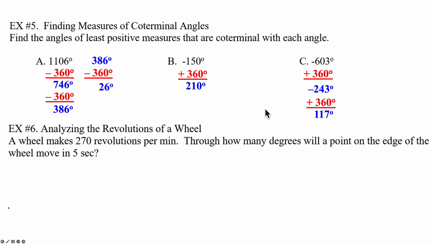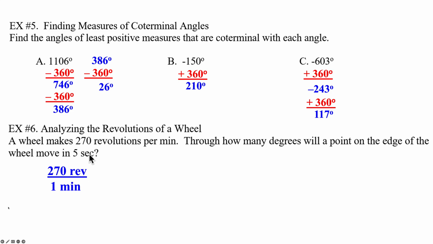Now, applications of these problems, if you will, analyzing the revolutions of a wheel. Let's say a wheel makes 270 revolutions per minute. Through how many degrees will a point on the edge of the wheel move in 5 seconds? Whoa, so we're going to have to do some unit conversions here. So start with your first ratio, 270 revolutions over 1 minute.